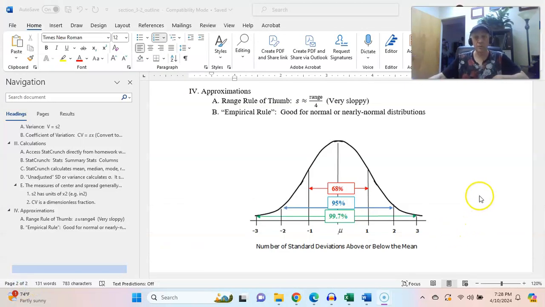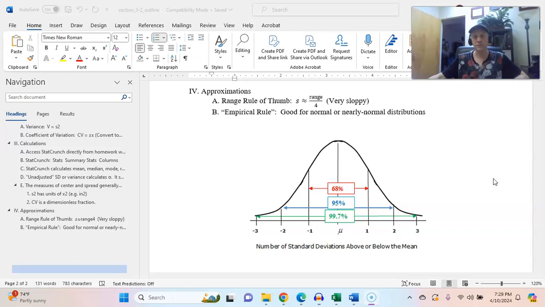All right, today's next topic is about approximations, and I only have 2 minutes left, so I don't have time for this on this video. So I'll close this clip and then we'll address this in the next video.